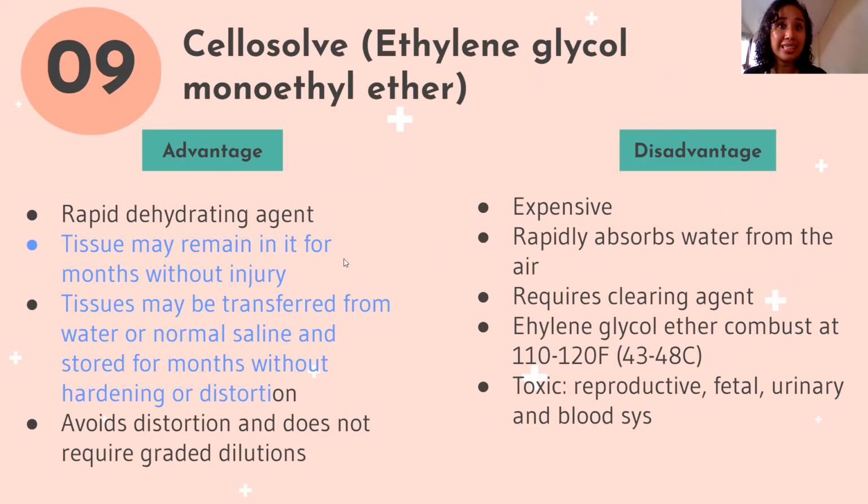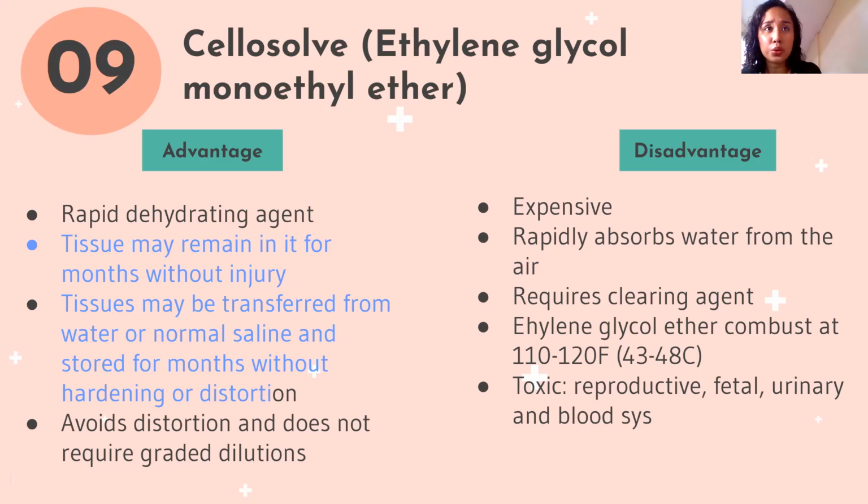We also have Cellusol. It's rapid. And class, an advantage of Cellusol is like dioxane, you could place it in Cellusol for a very long time and you could also store it. So dioxane, hindi siguro ganun katagal. Itong Cellusol, if you want to store it for a very long time, okay lang. Tissues may remain in it for months without injury. Tissues may be transferred from water or normal saline and stored for months without hardening or distortion. You can store it in this substance. Ang galing. It does not distort.